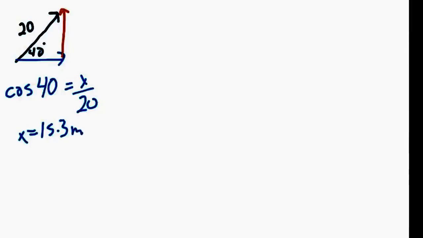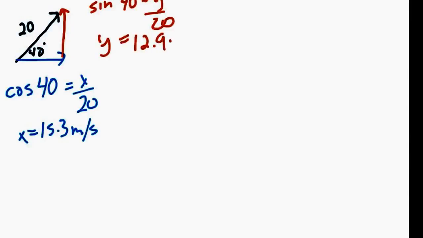meters per second. Do the same thing for the vertical side, except we'll use sine. So sine 40 will be y over 20, cross multiply those, and we'll get an answer of 12.9. So we have our initial speed of 20. Really, the 20 we're never going to use. The only thing we're going to use the 20 for is to help us figure out those horizontal and vertical components.